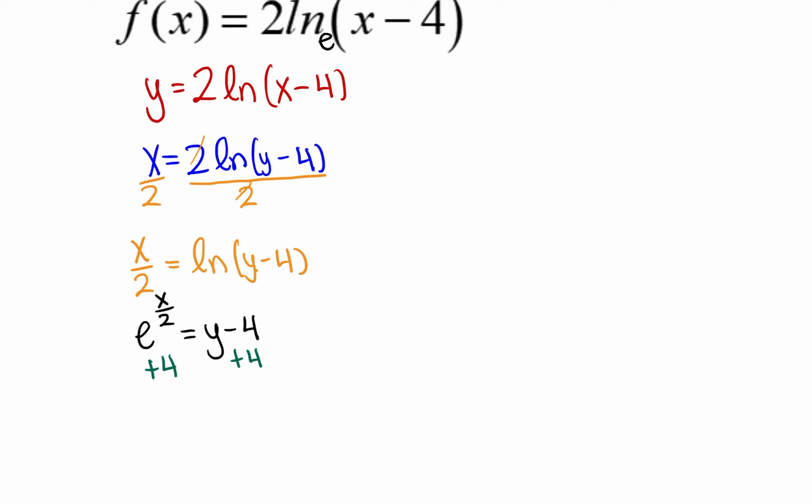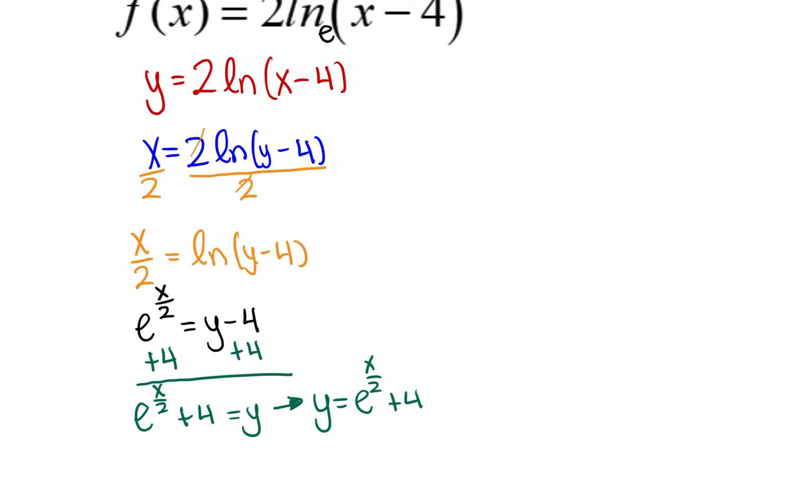Now, keep in mind that 4 and e to the power of x over 2 are not like terms. Do not combine them. Keep them separated with the operation of addition, okay? So we have e to the power of x over 2 plus 4 is equal to y. Or essentially, we have y equals e to the power of x over 2 plus 4.